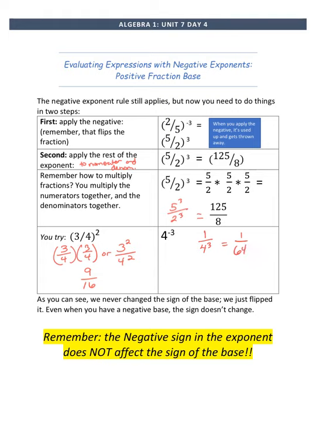Should have been something over 4. Oh well. We never changed the sign of the base. We just flipped it. And as I have highlighted, the negative sign does not affect the sign of the base. The negative sign in an exponent is a tool.